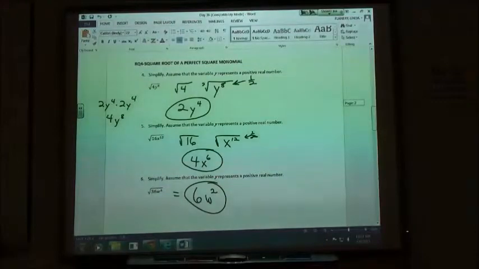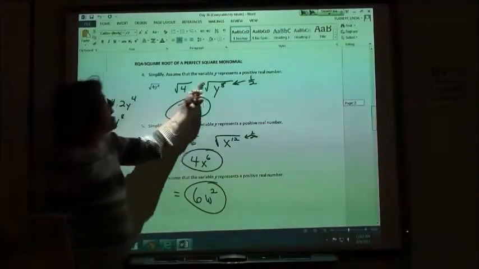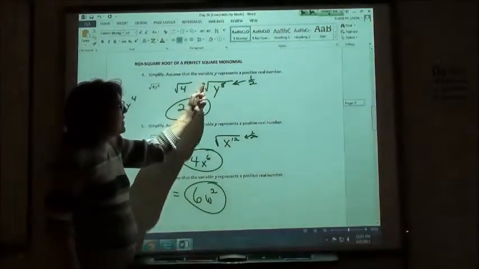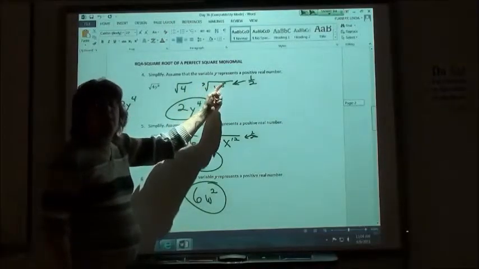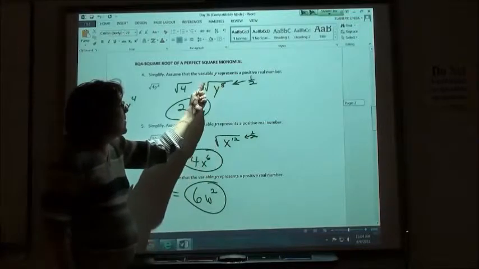So whenever I'm working with radicals, I am going to take the index and divide it into the exponent. 8 divided by 2 is 4.